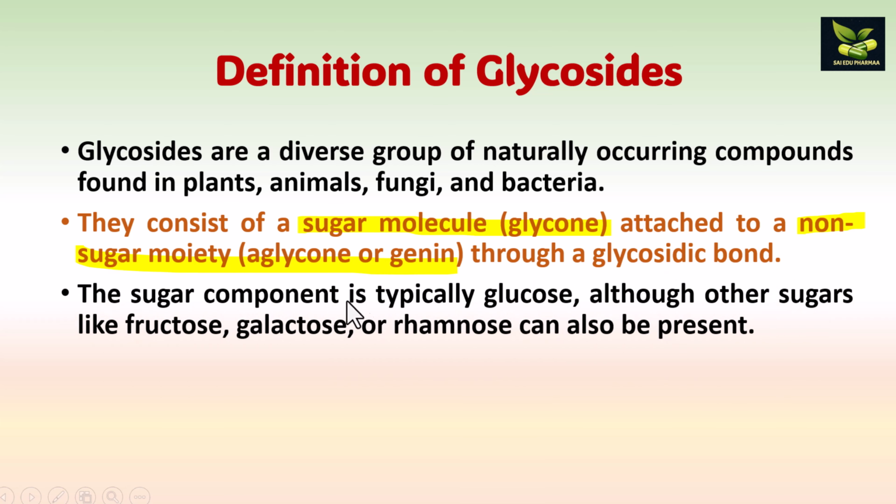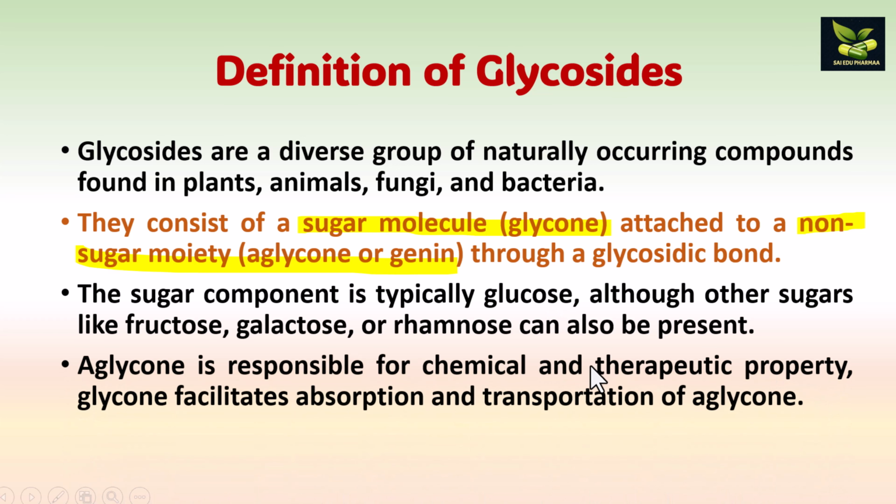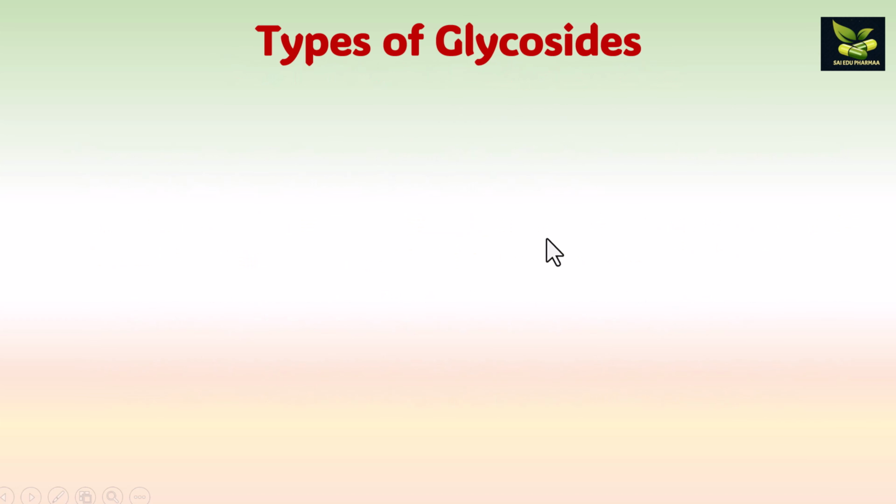And the sugar component is typically glucose and various other sugars are also present like fructose, galactose or rhamnose. And aglycon is responsible for the chemical and therapeutic property of the glycosides. And the glycon moiety facilitates the absorption and transportation of aglycon. So this is the introduction of glycosides.